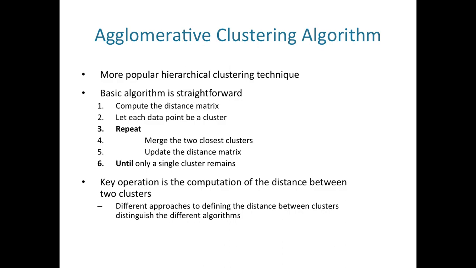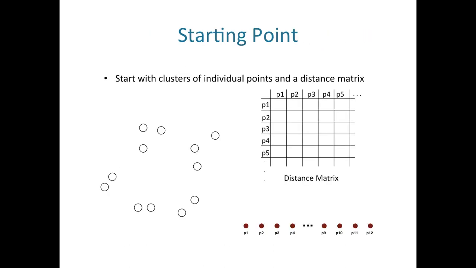And then we start an iterative process in such a way that we are going to be merging clusters that are closest and updating the distance matrix until we just end up with one unique cluster. And as I was saying before, the important thing here, and what distinguishes different agglomerative clustering approaches, is the way we define that distance. So let's look at an example.